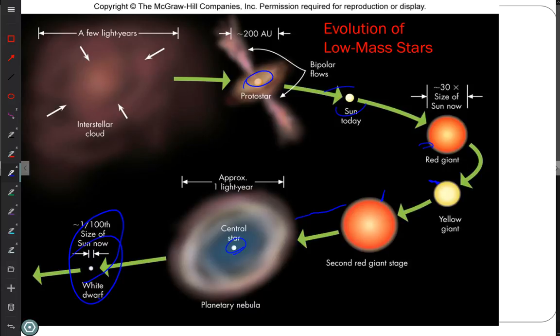Is Polaris in that second stage? The second and the yellow giant stage? I don't remember, so I won't answer.